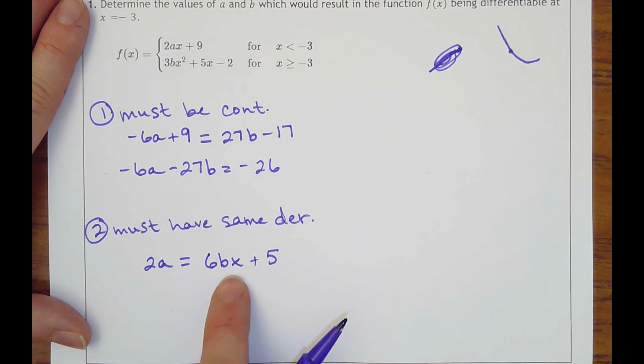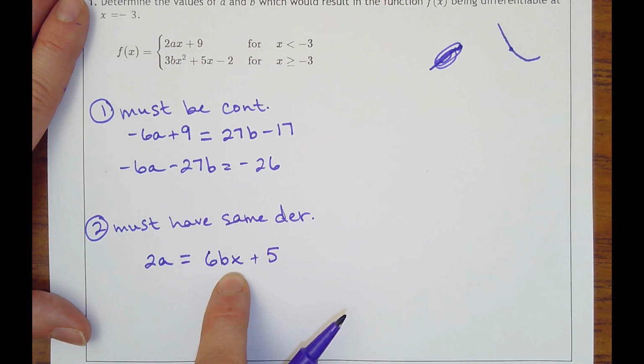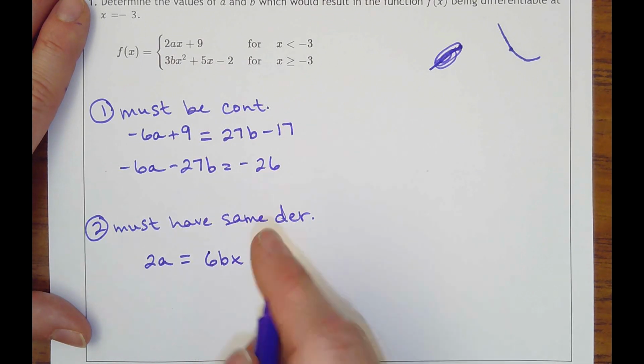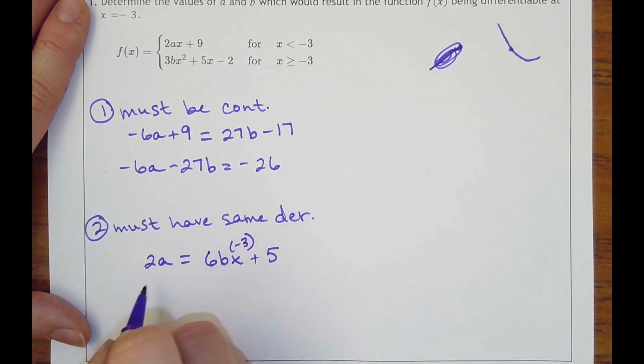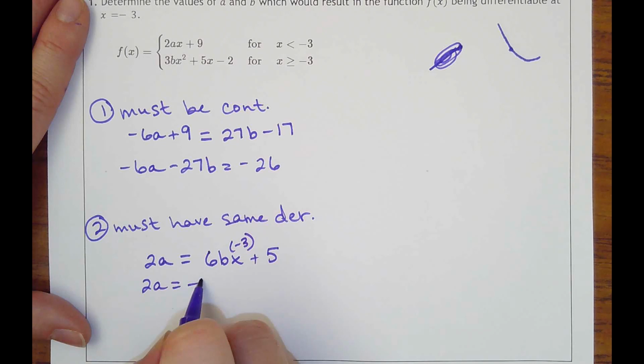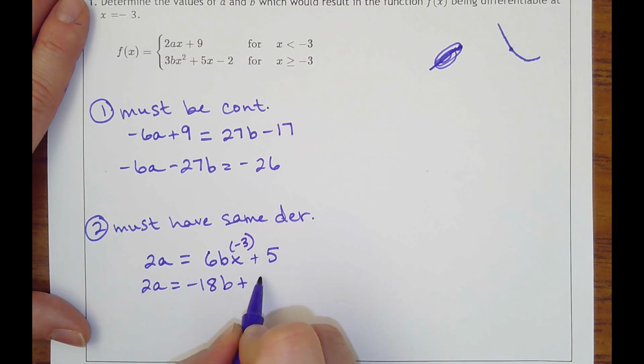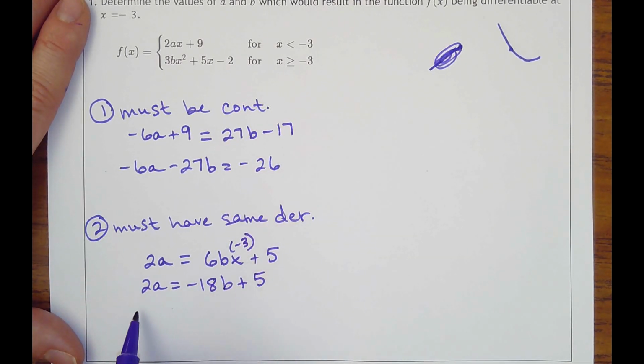And so now I don't want x in here. I only want a and b to be my unknowns. So I'm going to have to plug in -3. And so I get 2a equals -18b plus 5. Again, I'm going to get it in the same form I had earlier. So I've got my 2a, I'm going to add the 18b over equals 5.